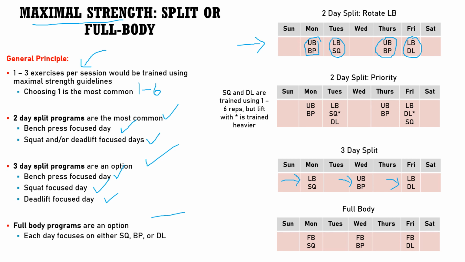Now, full body programs are also an option because, again, full body training is typically done 3 times per week. And we have 3 types of patterns that we're typically focusing on when it comes to max strength development. So you can see what that might look like here.